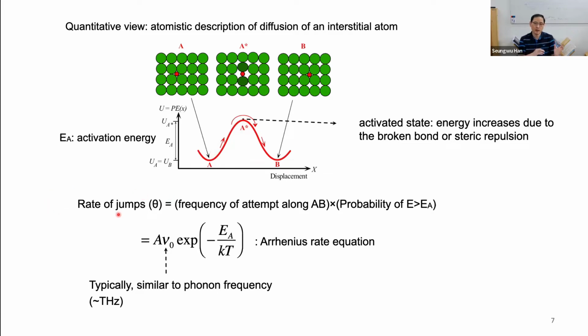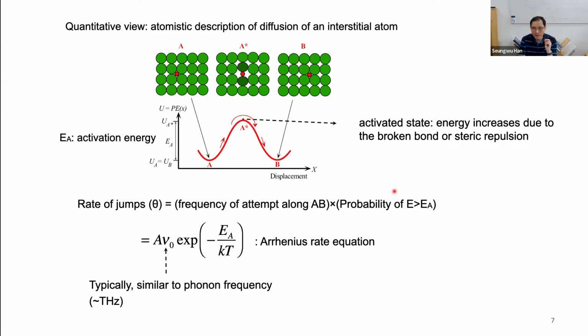Within statistical thermodynamics, within the harmonic transition state theory, the rate of the jump, meaning how many times you can jump from one side to the other, depends on the product of two parameters. The first one is how many times you attempt to cross the barrier, which is called the attempt frequency, which is typically similar to the phonon frequency. Another quantity is the probability, because in order to overcome the barrier, you need a kinetic energy that is higher than this activation energy.